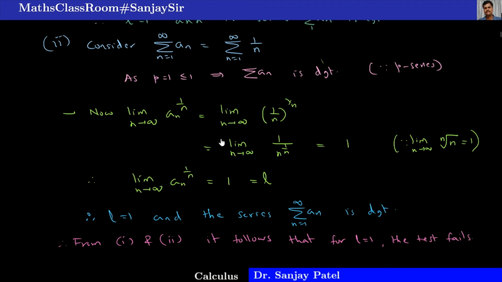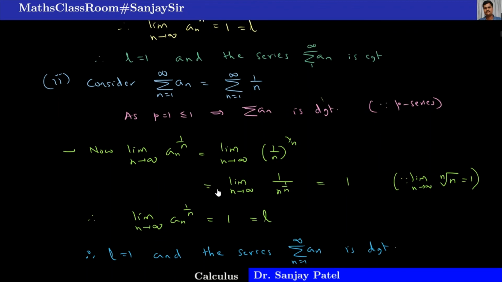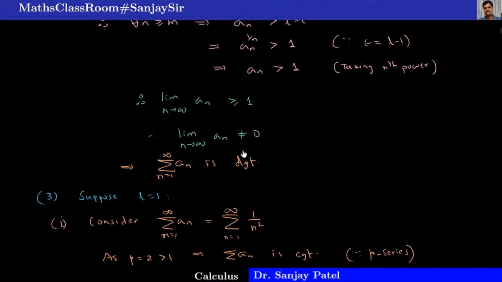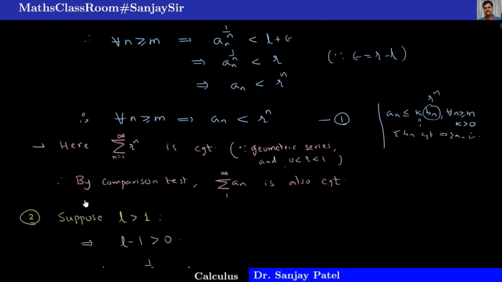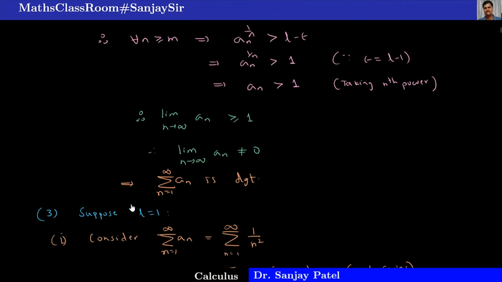So we have proved all the cases: if you find the limit as n tends to infinity of a_n raised to 1 upon n, and it is L, then if L is less than 1, the given series is convergent. If L is greater than 1, the series is divergent, but we cannot say anything for L equal to 1. So whenever you want to apply Cauchy's root test, take the nth root of a_n and find the limit of that nth root of a_n. This theorem is known as Cauchy's root test because we are taking the nth root here. Okay, so this theorem is proved.